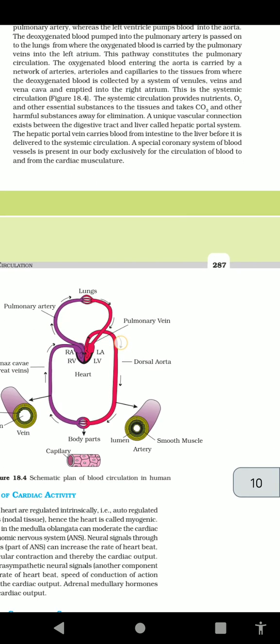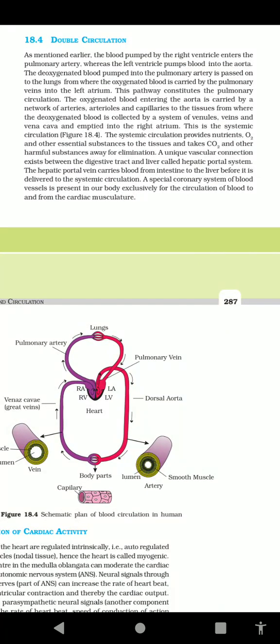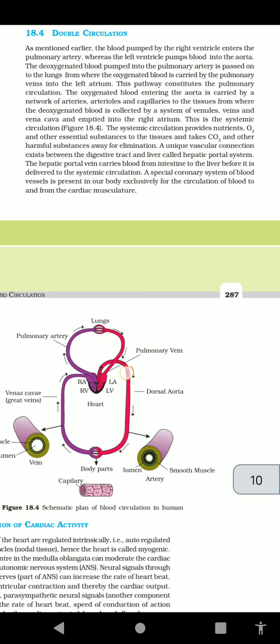Double circulation. As I mentioned earlier, the blood from the right ventricle enters the pulmonary artery, whereas the left ventricle pumps into the aorta. The deoxygenated blood pumped into the pulmonary artery is passed into the lungs, and the oxygenated blood is carried by the pulmonary veins into the left atrium. This pathway is considered pulmonary circulation. The oxygenated blood then enters the aorta.